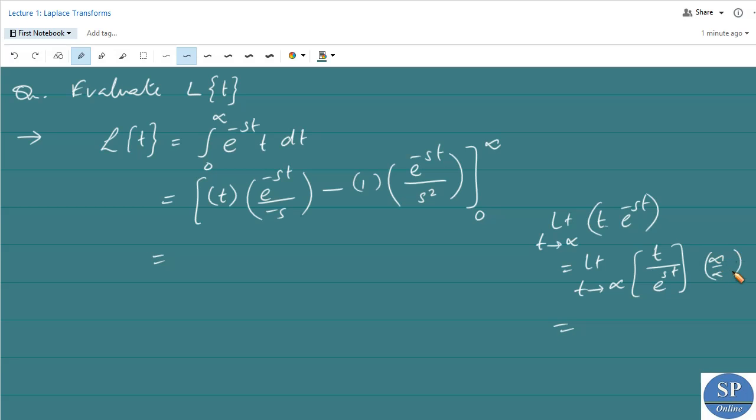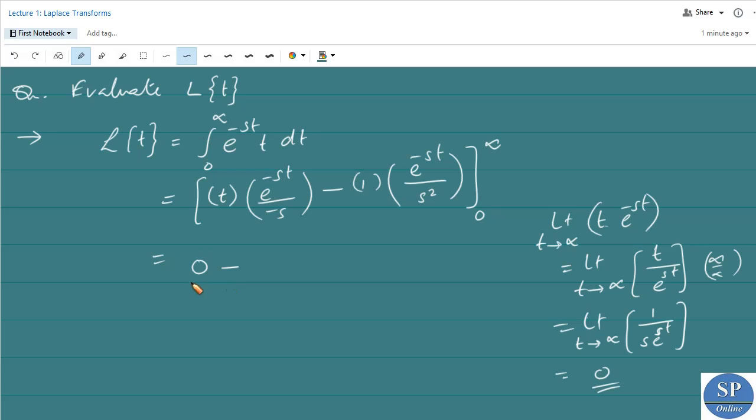So by L'Hospital's rule, we have limit t tends to infinity, differentiating separately with respect to t the numerator and denominator. Derivative of t is 1 and derivative of e power st is s into e power st. So as t tends to infinity, this is 1 by s into e power infinity, that is 1 by infinity, that is 0. So the limit of this is 0, so here it is 0 by minus s.